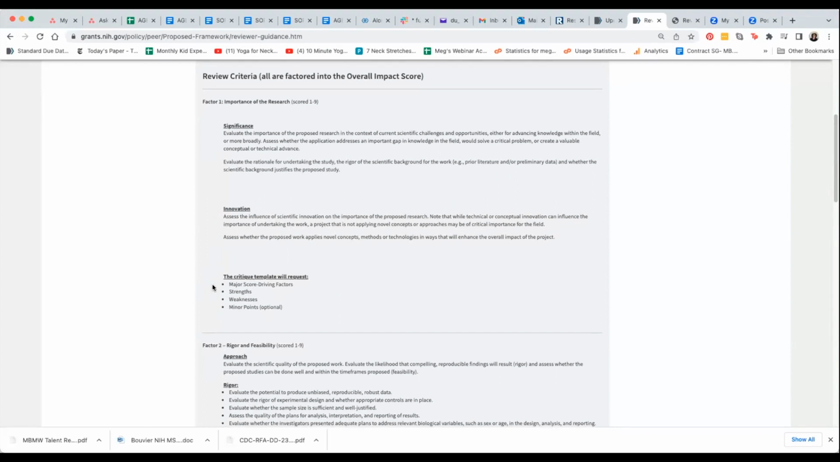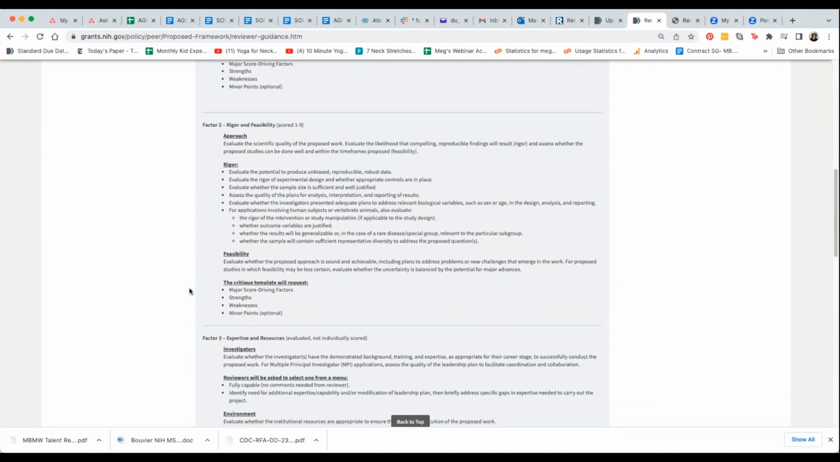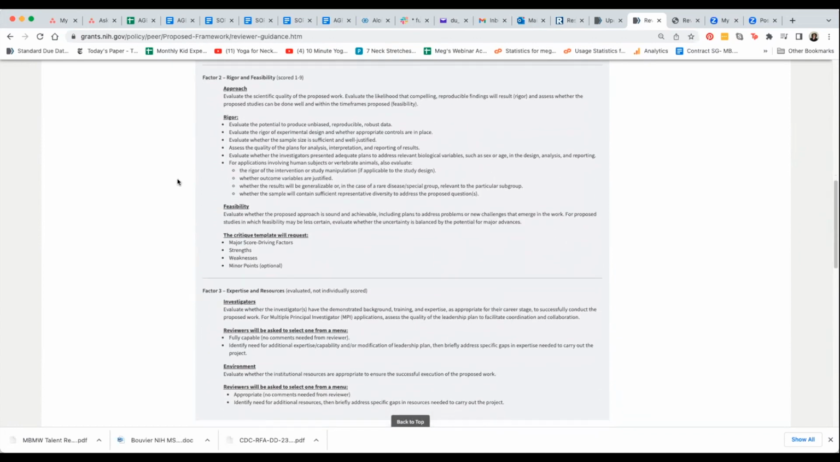The template will be very similar to what's being used, where they talk about major score driving factors, strengths, weaknesses, and a minor point. That's language that's used in the current summary statement, so that's not new. Factor 2 will be called rigor and feasibility, which is kind of like the current approach section. But one of the things that I really want to point out to you here is that, I don't know how many of you are familiar with the actual SF 424 instructions for the approach, but they're pretty lengthy. And in my training, I bullet point them out, and there's something like 15, 20 of them. Here, it's really dominated by rigor. That's the big change. It's just absolutely dominated by language concerning rigor.